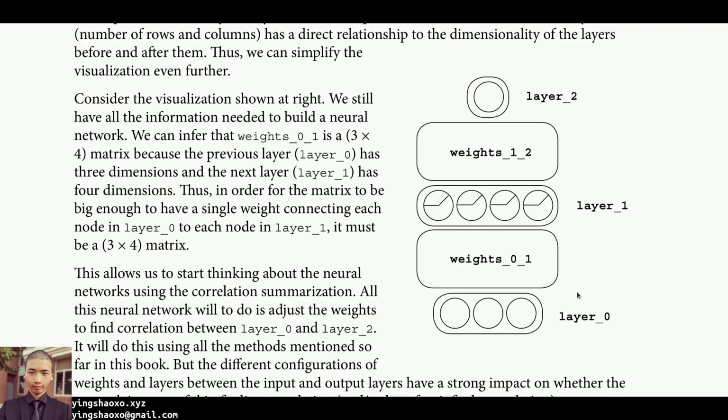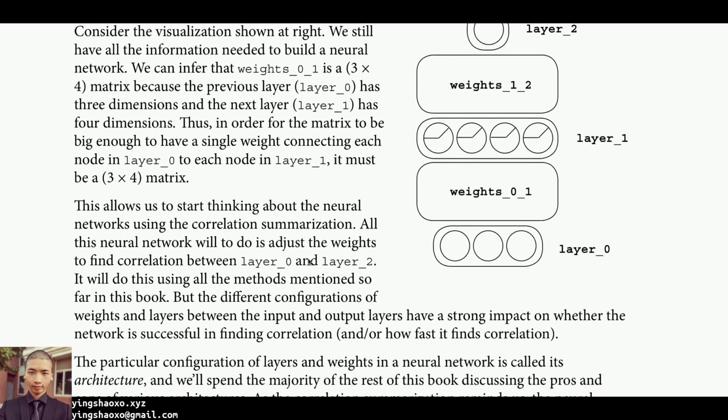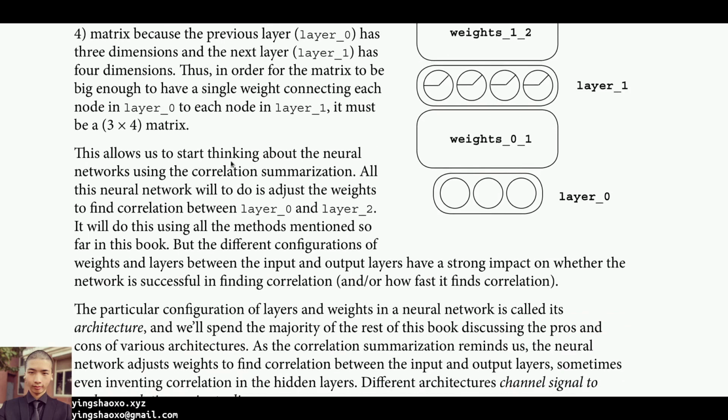The only way to collect them individually together is to use a 3 times 4 matrix. Good. This allows us to start thinking about neural networks using the correlation summarization. All this neural network will do is adjust the weights to find correlation between layer 0 and layer 2.